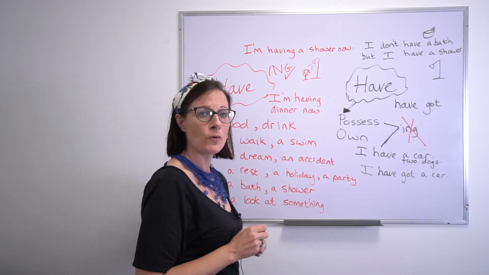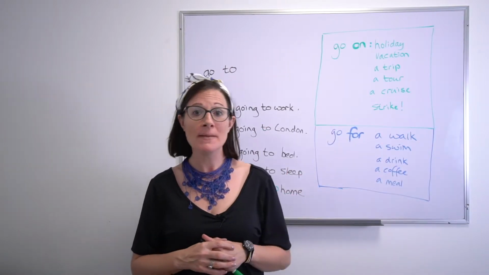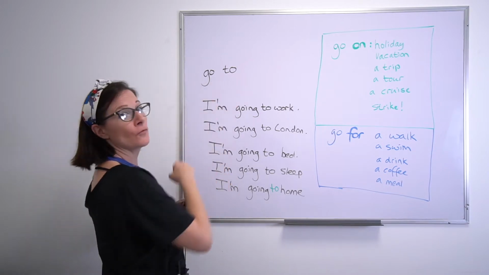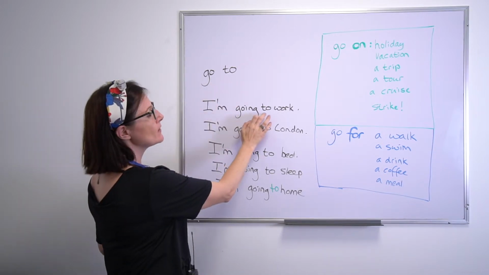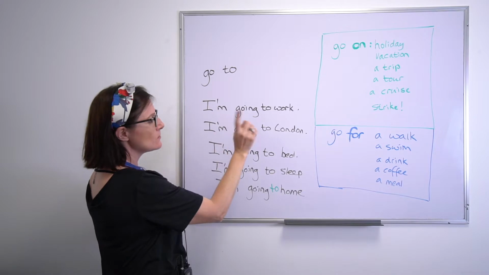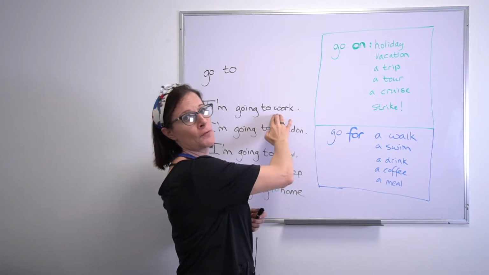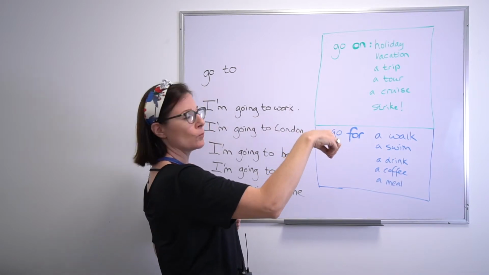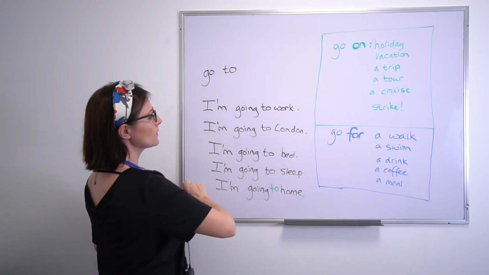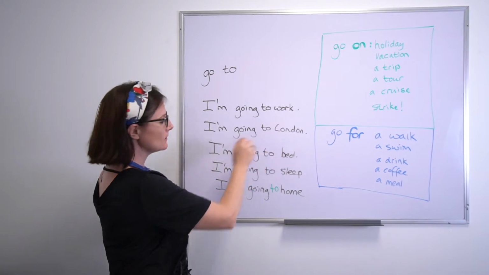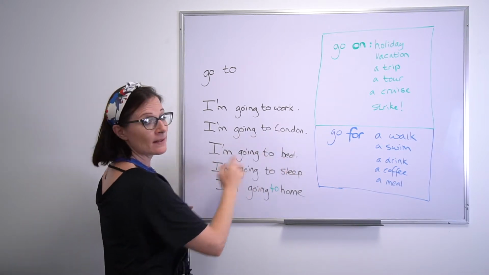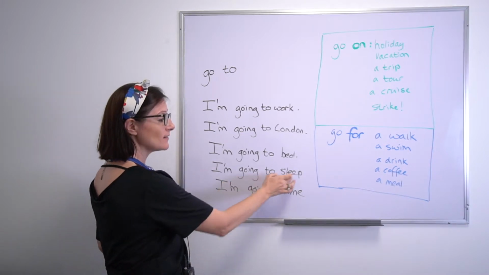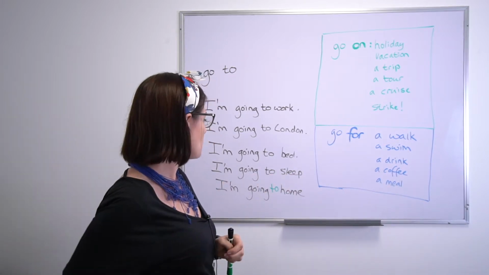So now let's look at the word go. Now I'm sure that many of you know go followed by the preposition to, go to. For example, I'm going to work. It's not I'm going to my job. Job is profession, work is the place where you work. I'm going to work, I'm going to London, I'm going to bed, for example, because I feel tired. I'm going to sleep because I feel tired.